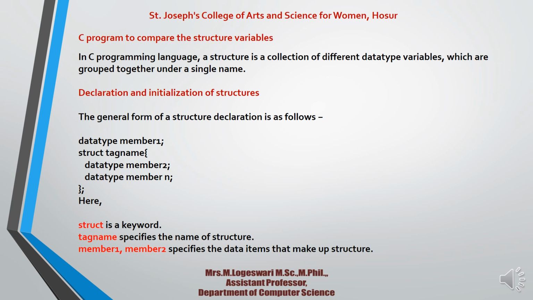Declaration and initialization of structures. First we see the declaration of structures. How to declare the structure? First you give the data type and the member name. After that you use the struct keyword, then you give the tag name, and the structure will start. You define the variables. After that you can give any structure declaration, and at the end of the statement you put a semicolon. Struct is the keyword. The tag name specifies the name of the structure. Member 1, member 2 specify the data items.